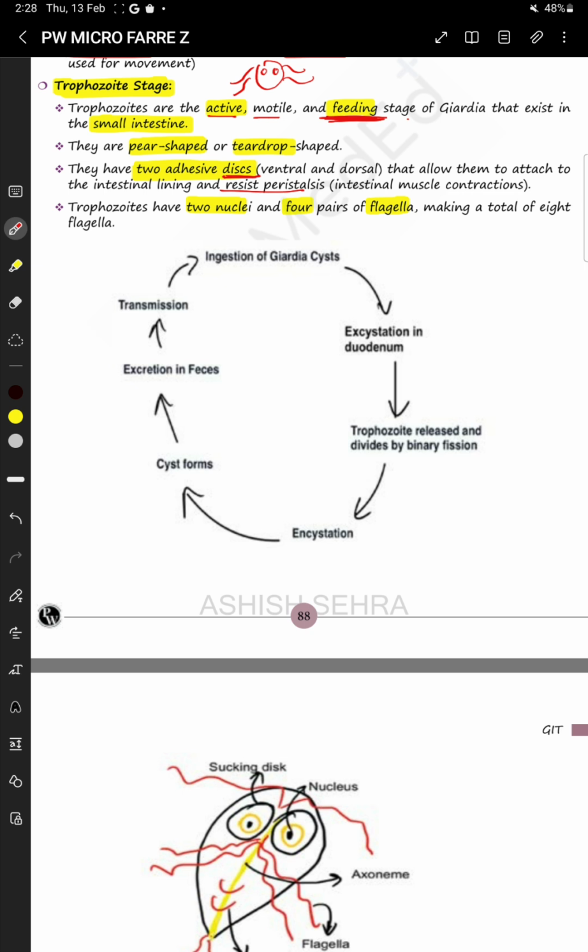They have two adhesive discs that allow them to attach to the intestinal wall and resist peristalsis. Trophozoites have two nuclei and four pairs of flagella, making a total of 8 flagella.